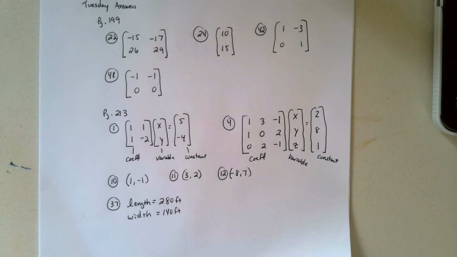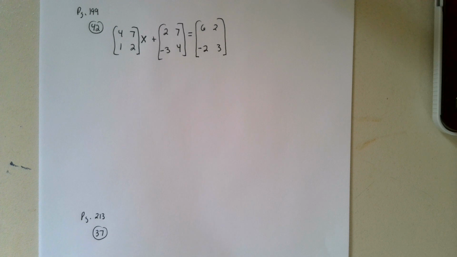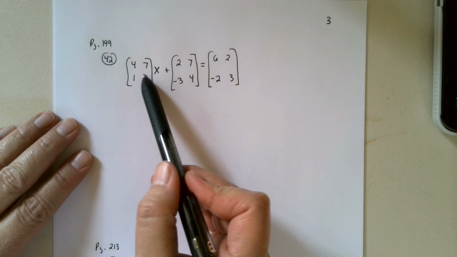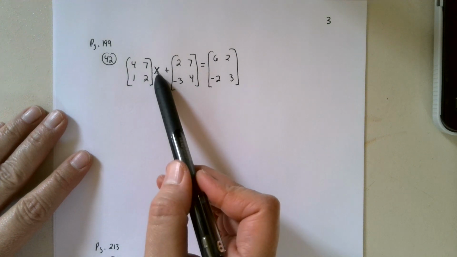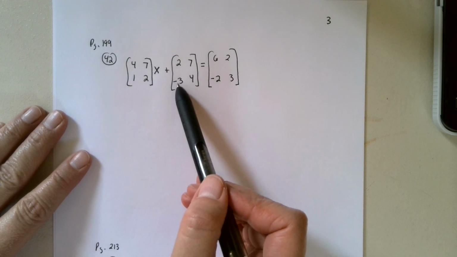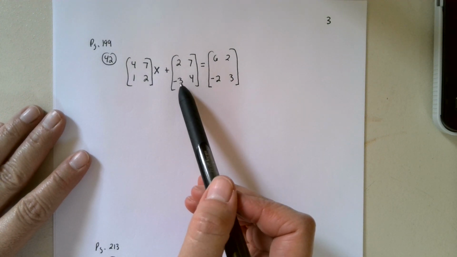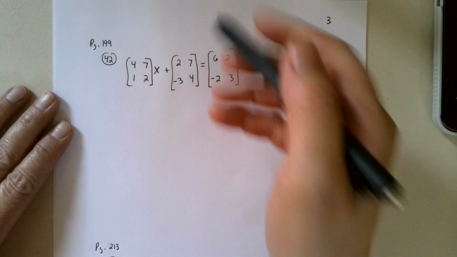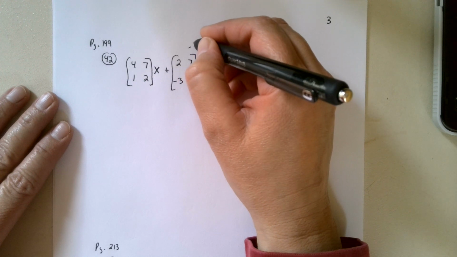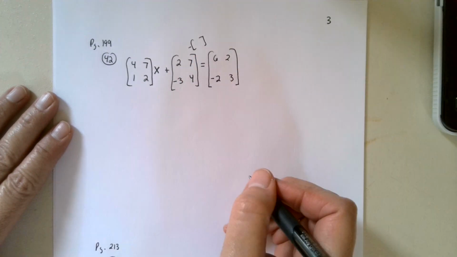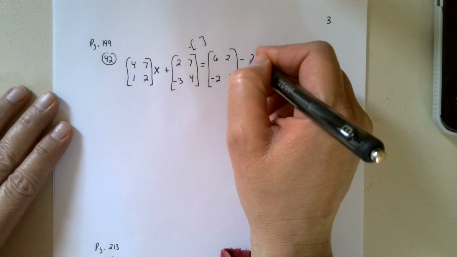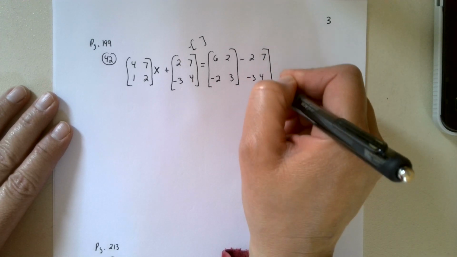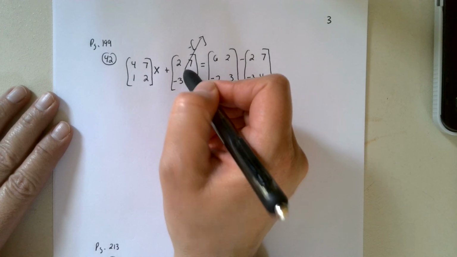So on number 42, you were to solve for x, and you have the matrix 4, 7, 1, 2 multiplied by x, and then you're adding the matrix 2, 7, negative 3, 4. So just like with a normal equation, we're going to get rid of the part that's added or subtracted first. So I'm going to subtract this 2, 7 matrix over to the other side, and make sure that you are subtracting. So these would cancel out.